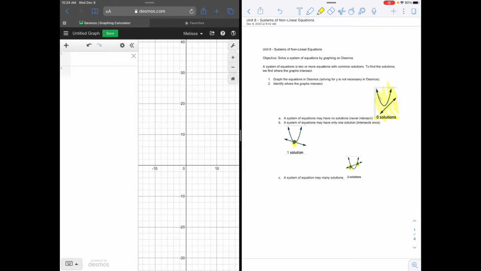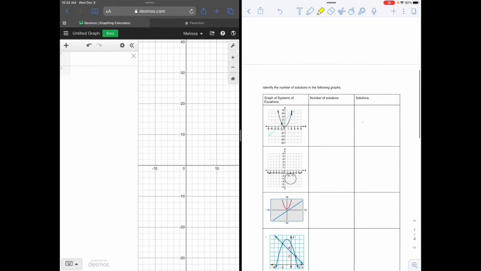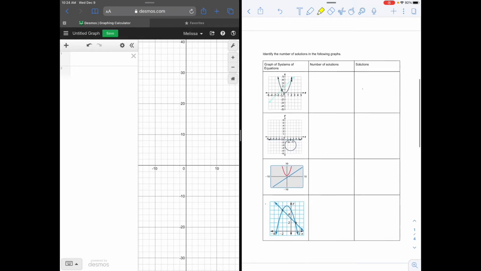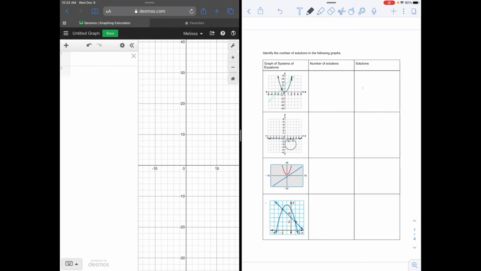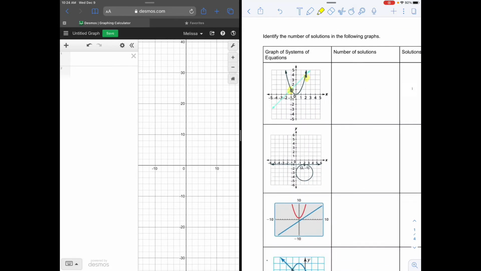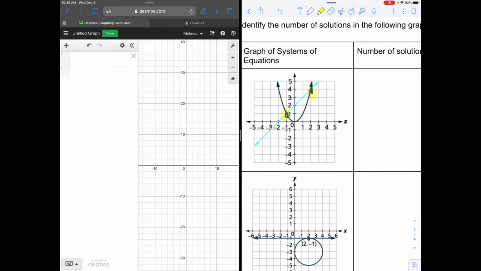What we want to do now is simply look at some graphs and determine how many solutions they have and what those solutions are. As we look at this first graph, we can see that it intersects twice. Because of that, we're going to say it has 2 solutions.